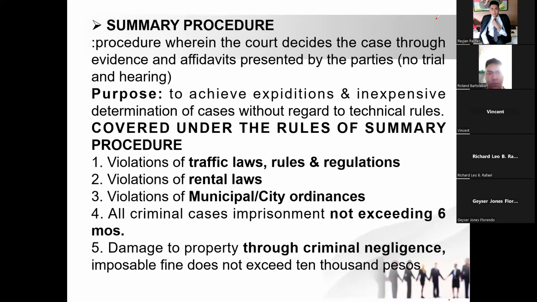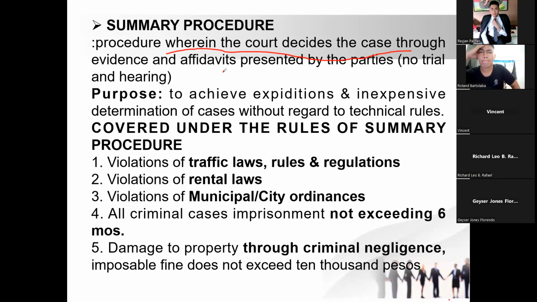Okay, so let's discuss class or let's move on with our discussion this evening. Okay, so let's proceed now sa tinatawag natin ngayon na summary procedure. So ano ba yung tinatawag natin class na summary procedure? So pag sinabi natin summary procedure class, it is a procedure in court wherein the court decides the case through the evidence and affidavits class presented by the parties.